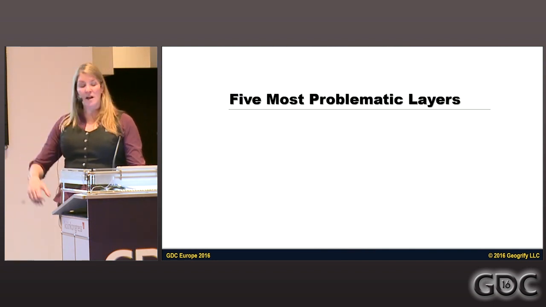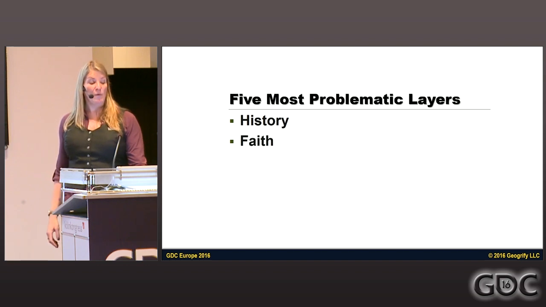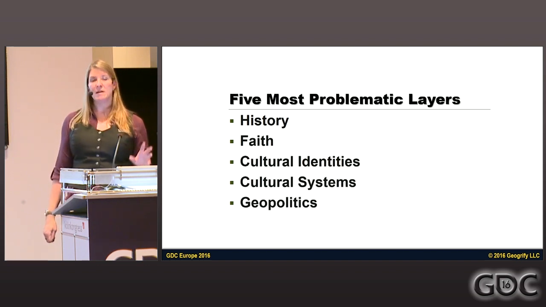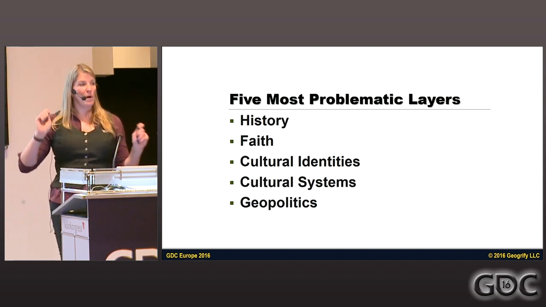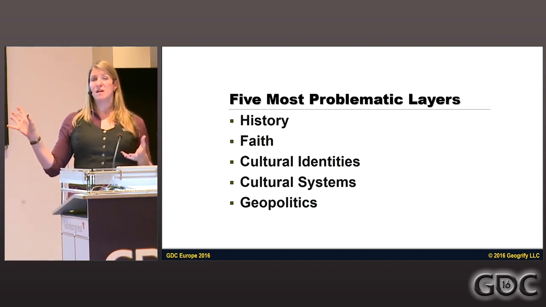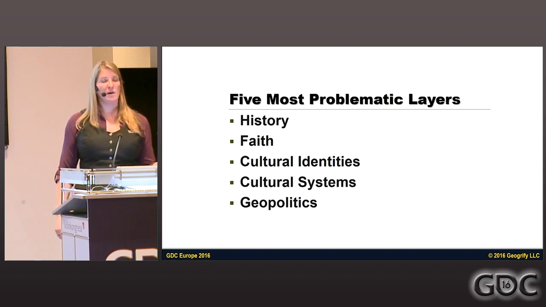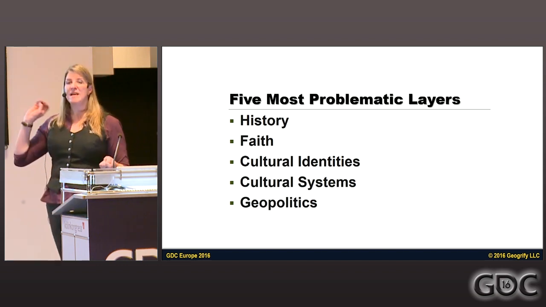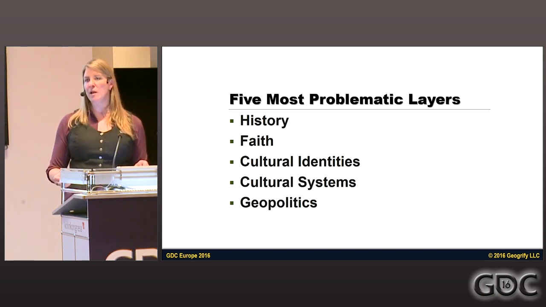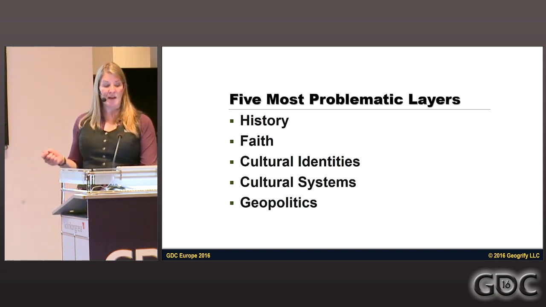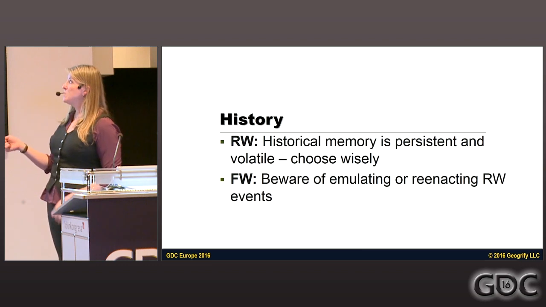So I don't have a ton of time left. I'm going to talk about these last few problematic layers really quickly. These tend to be the layers that can be the most problem for you. I've touched on some of this stuff already, so I'm going to go through it fairly quickly. But these are the ones that consistently, time after time, have tripped up game developers when they've been building their worlds. So history, of course, is one of the biggest ones.